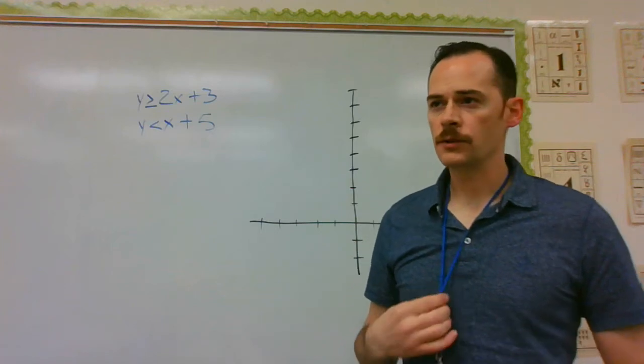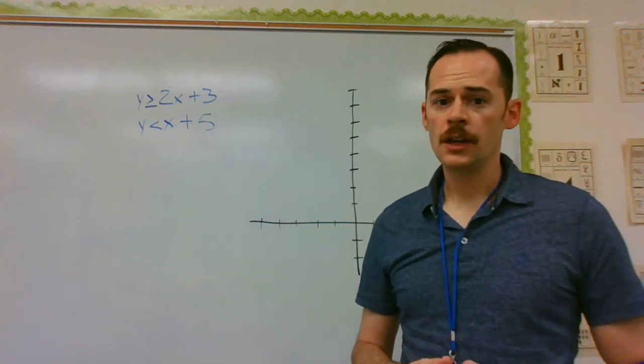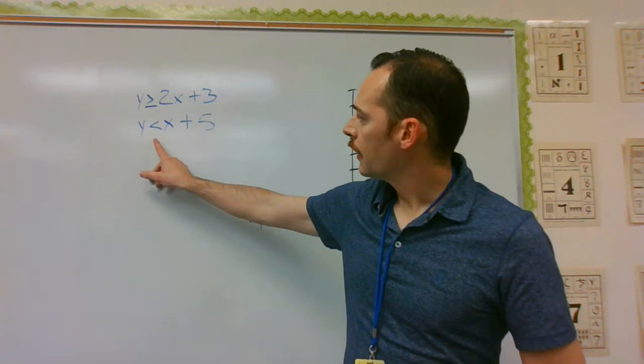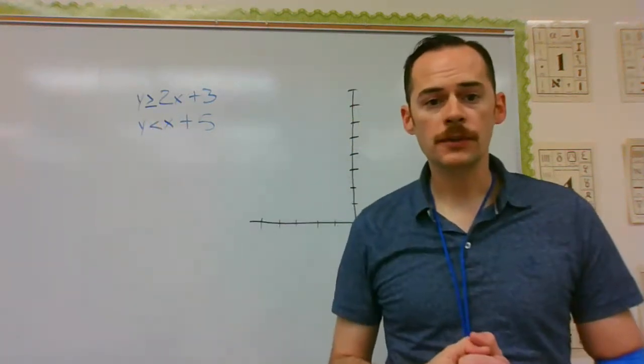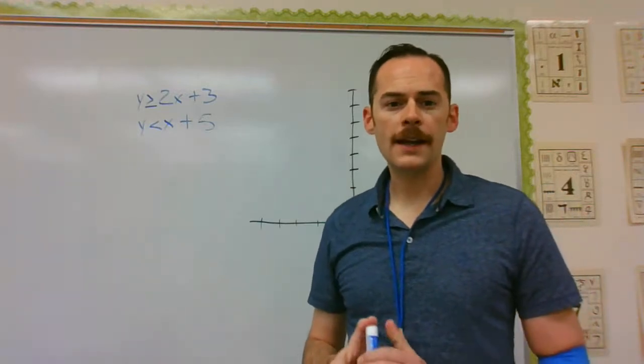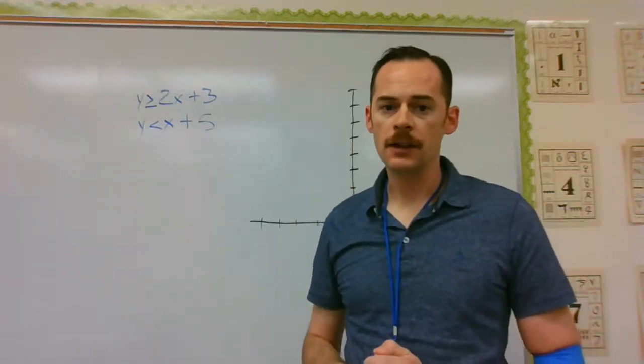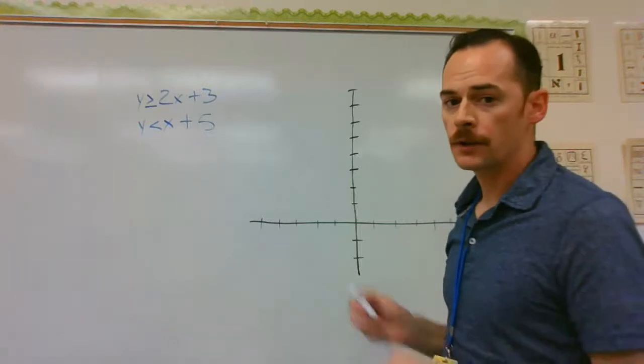Okay, so what we're going to do now is a system of inequalities. You'll notice that we have these two inequalities. We have y is greater than or equal to 2x plus 3, and y is less than x plus 5. We're going to go ahead and graph the first one.